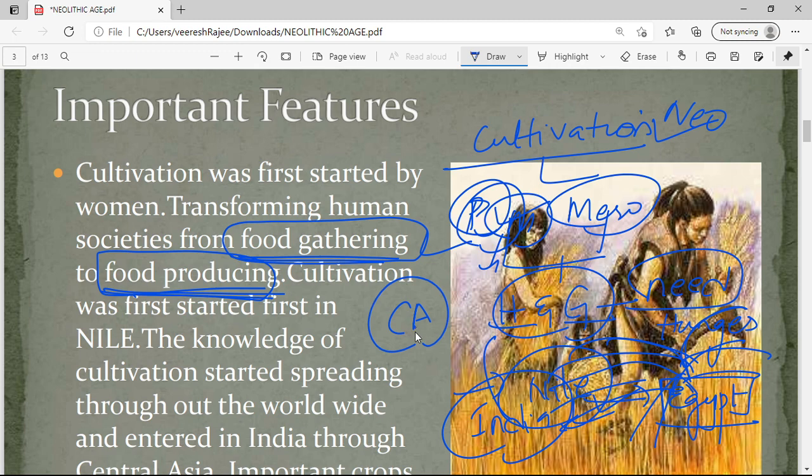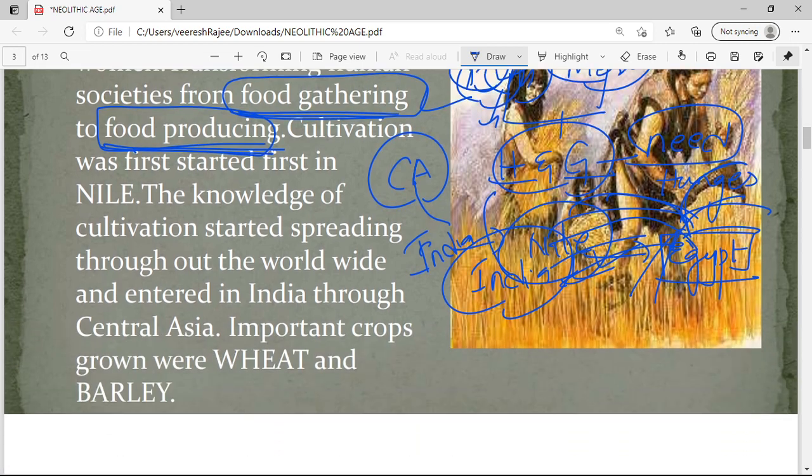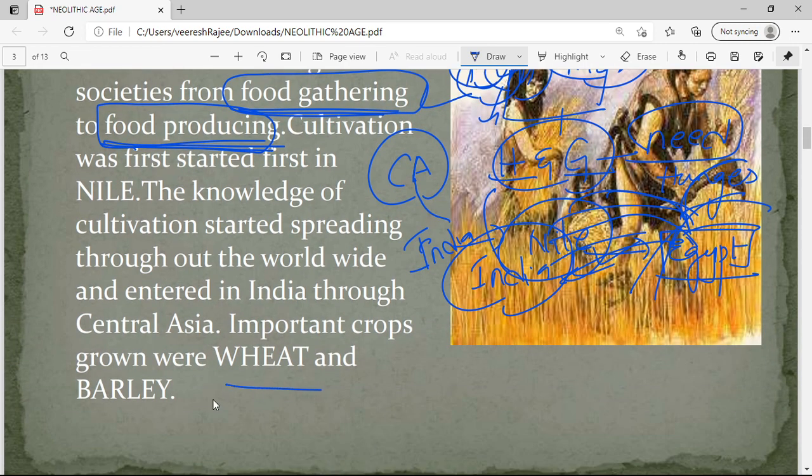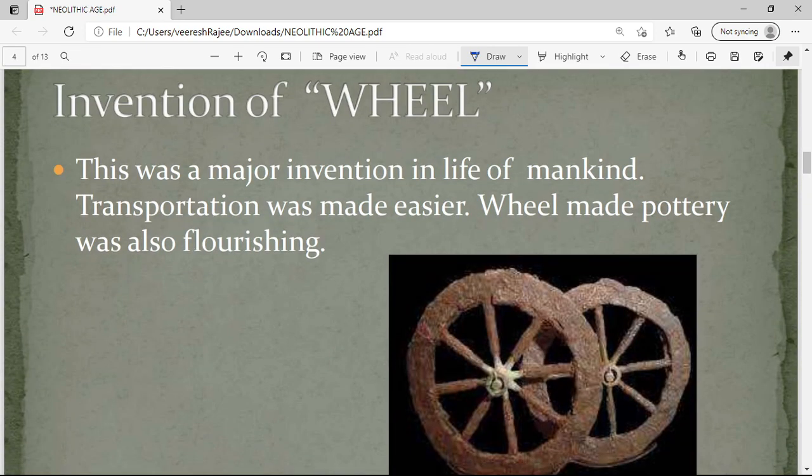Through Central Asia, the knowledge of cultivation came to India, and in India, wheat and barley were the major crops which were grown. Okay, wheat and barley were the major crops which were grown, and from Central Asia, the knowledge of cultivation entered into India. Okay, and the first cultivation was started along the banks of the river Nile, which is present in Egypt.